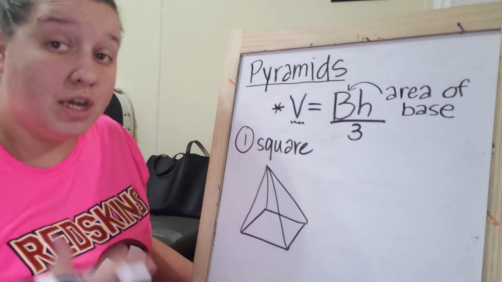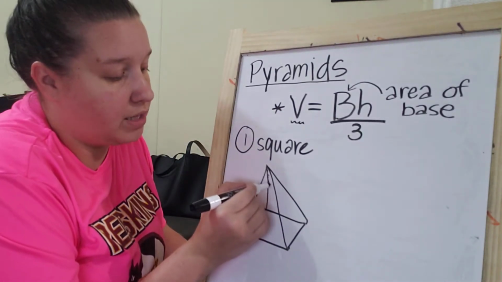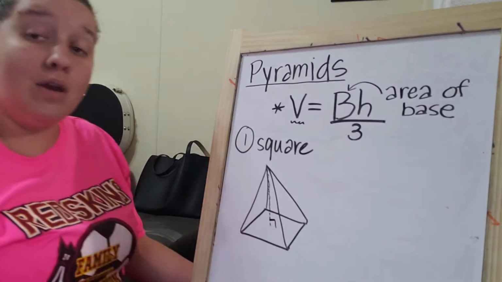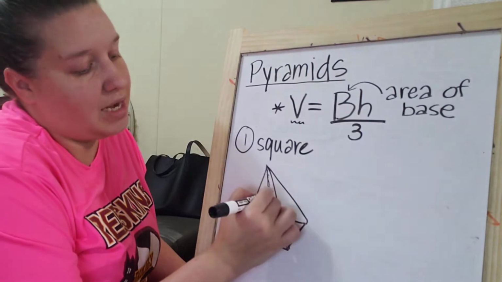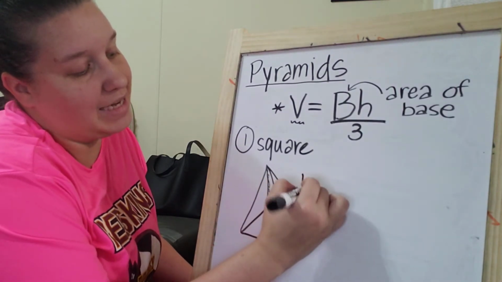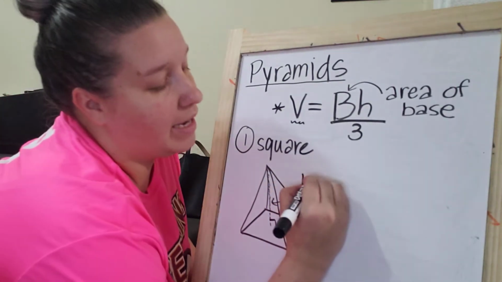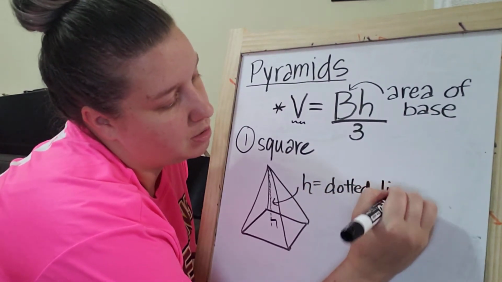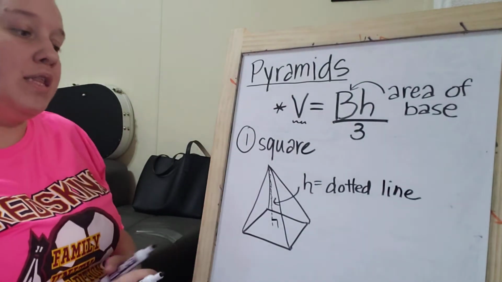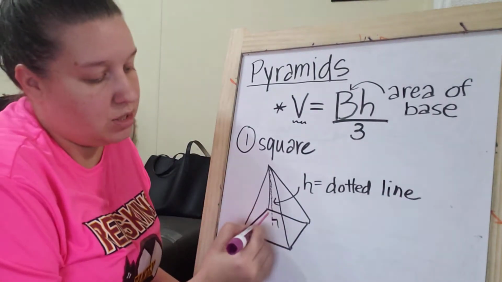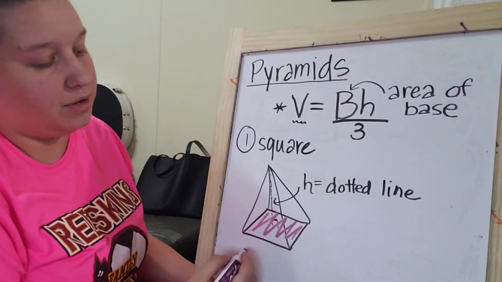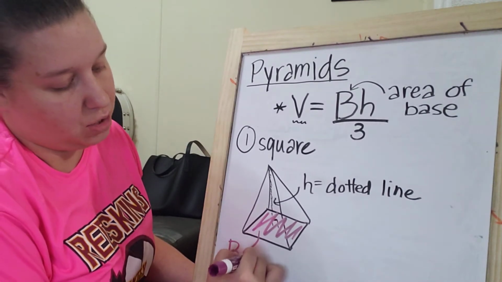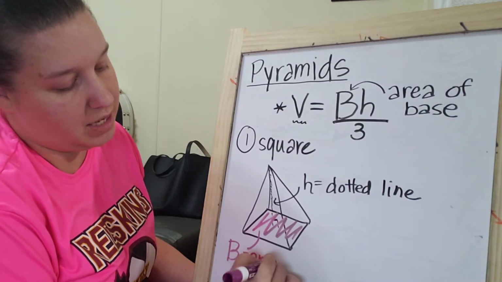What your pictures are going to look like on your assignment, they're going to give you one extra line. It's a dotted line. It goes all the way to the base and has a right angle. This dotted line right here, that's the height of your pyramid. So height is always your dotted line. Okay? So the most important thing is this right here. And I'm going to color it in. I know I colored over some stuff. That is your B. We need to find the area of the base.